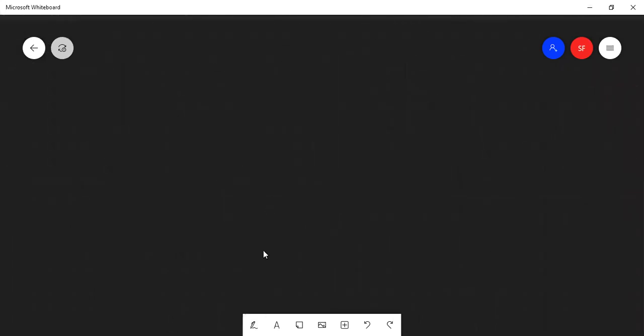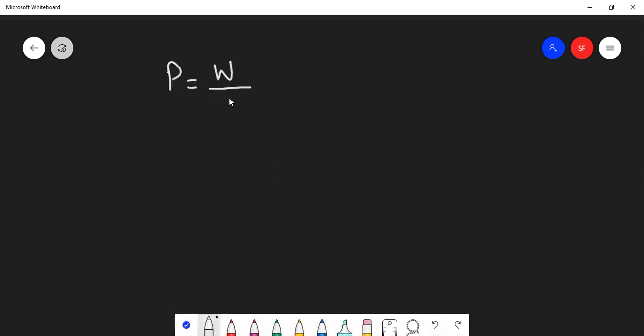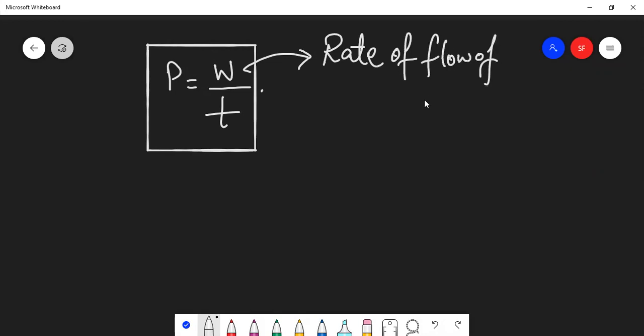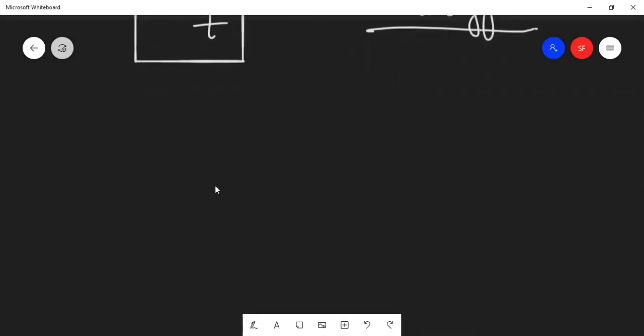Okay, so this was a quick recap of what we did. Do you remember what power is? The definition of power: work done over time. Work done per unit time. That's the equation. But if I were to ask you to write down the definition, it's the rate of flow of energy that is called power. Or you could also say that the work done per unit time is also power. Okay, so this was power.